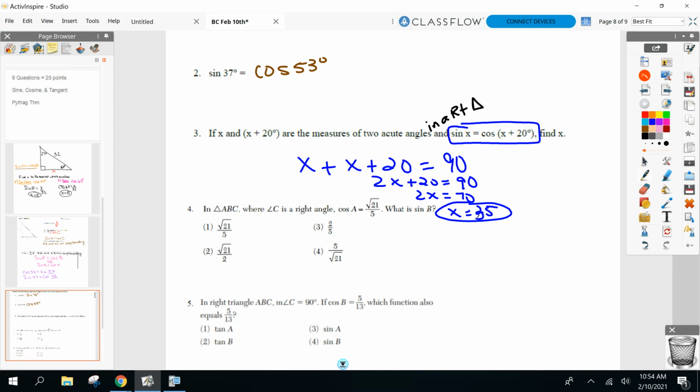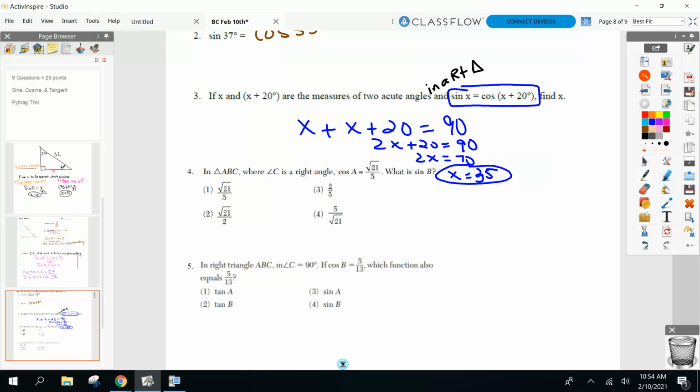All right, next up. Let's see if we're really picking this up or not. I have a question. Yep, go ahead. Would it have to say that sine of x equals cosine of x plus 20, or could you just do the same thing but without that information? Like if you knew it was in a right triangle and there were two acute angles? Yep, it would have to equal 90. So I could get rid of the sine and cosine. Okay, you're still good.